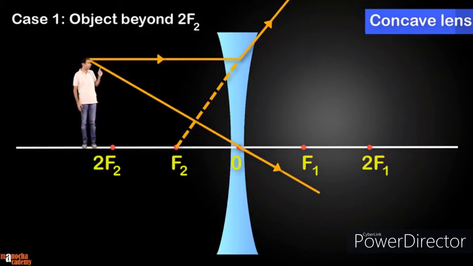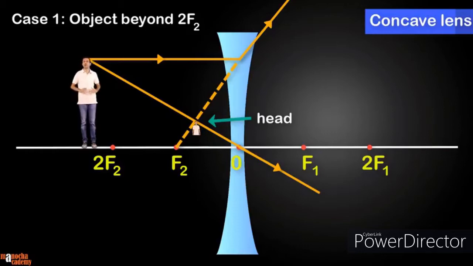Now, where do these 2 refracted rays meet? Since they are divergent rays, we need to produce them backwards. And the point where they meet is the image of my head, because we took the rays from the top of the object. So where are the feet of my image?